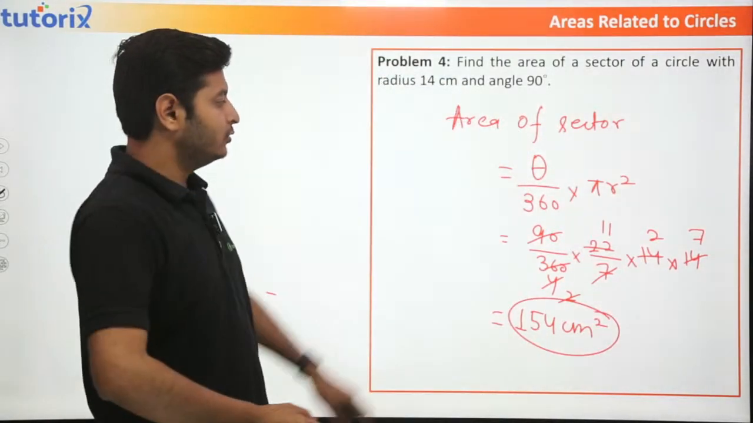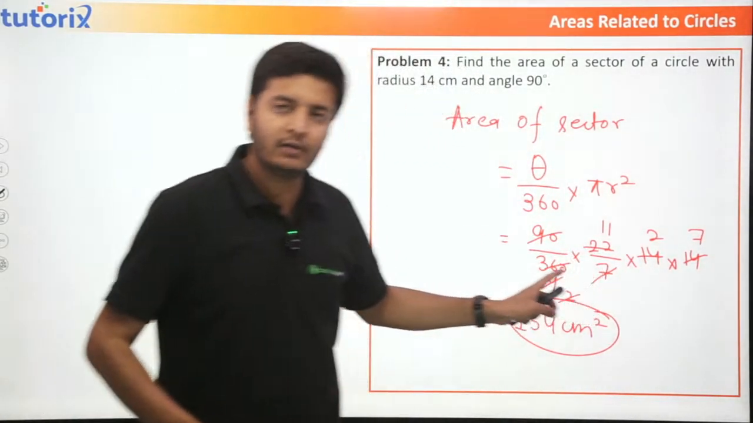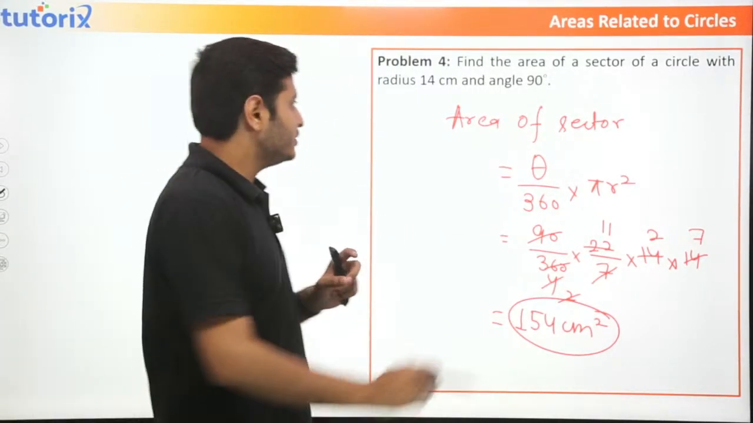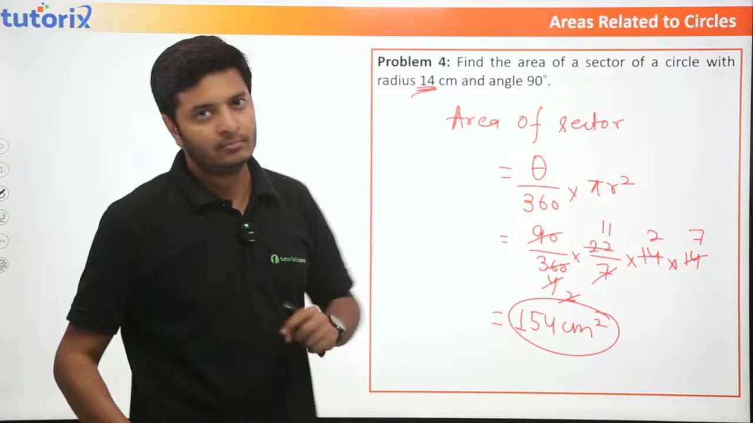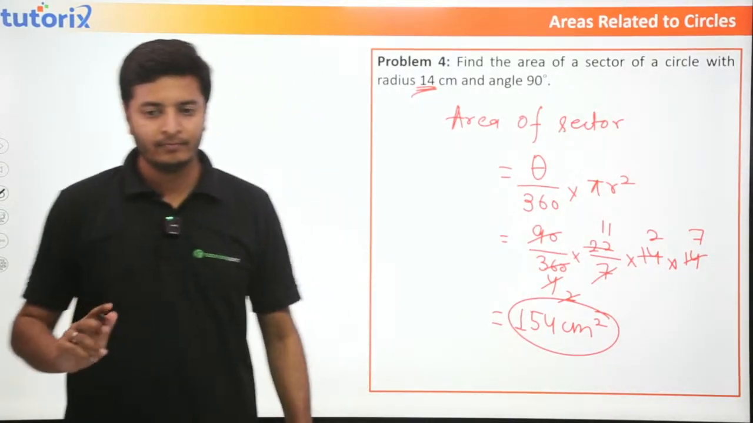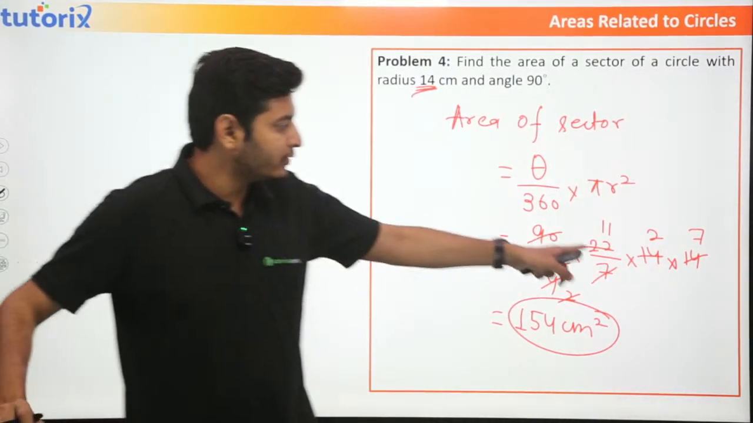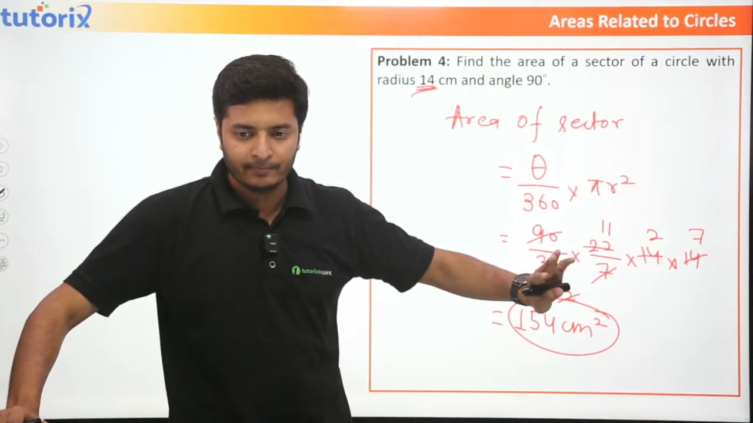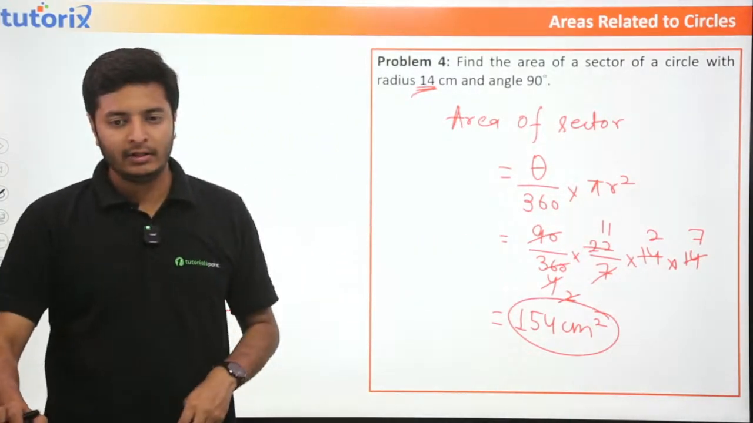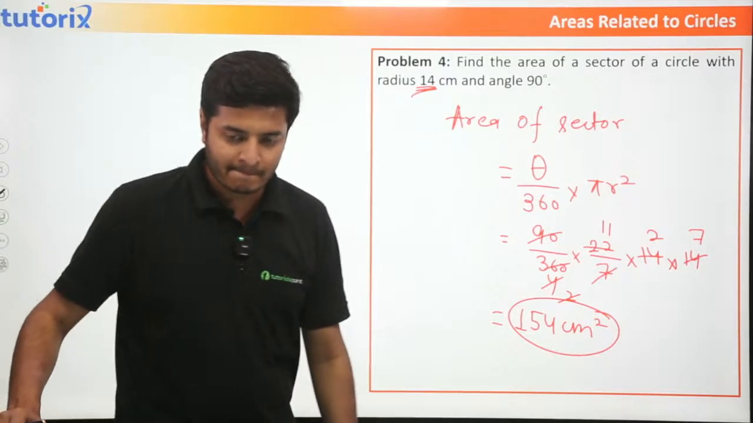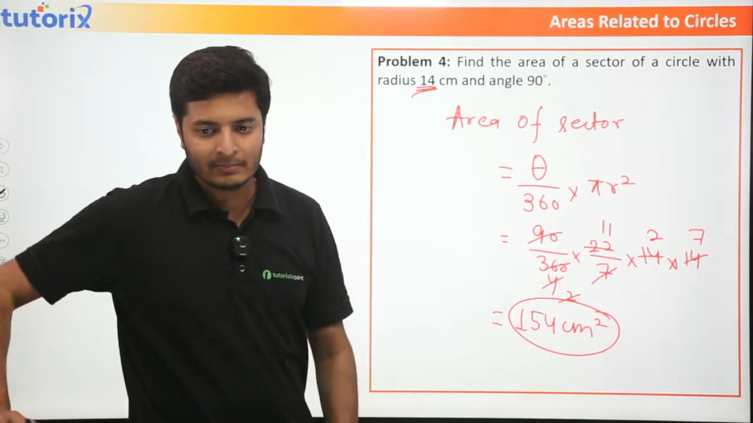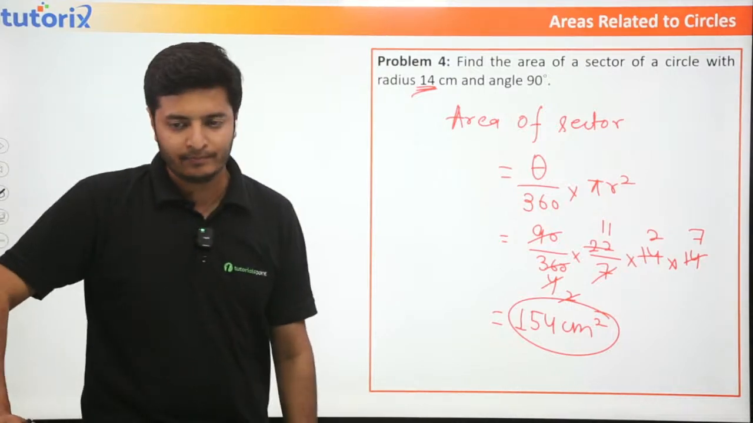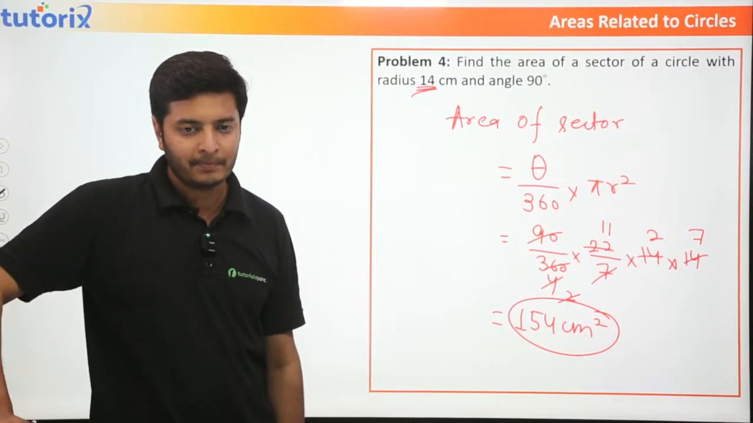Let me tell you when to use 3.14 and when to use 22 by 7. Whenever you can see a multiple of 7 in the radius, you should go with 22 by 7 because you are going to eliminate this 7 easily. That will be easier. Otherwise, 3.14 is also fine. No problem.